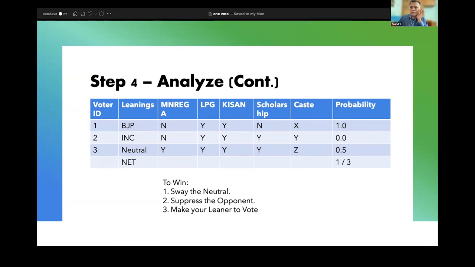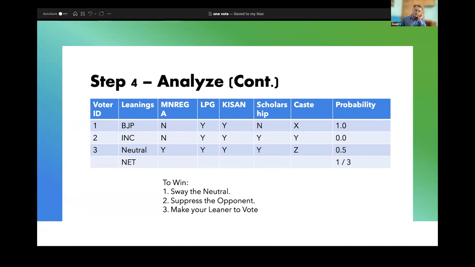So what you then do is you adjust. You say that, okay, I'm supposed to get 1/3, but I actually got 2/3. Maybe the neutral whom I thought was a neutral is probably not a neutral, but has my leaning. So you just basically go back and adjust the neutral status to 1.0. And so this is basically how you do it.